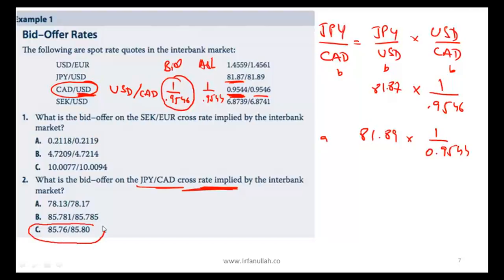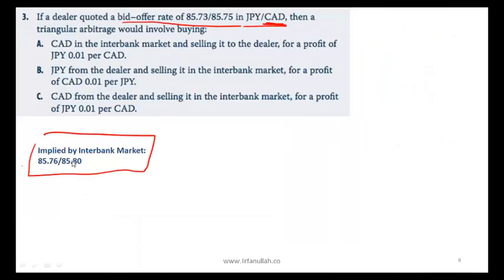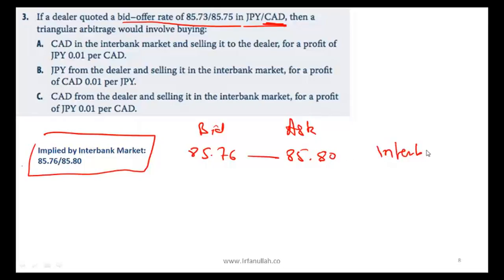It was this. So I have just reproduced this over here. The implied interbank market rate is this. So in the interbank market, I'll just put it over here, we have 85.76 and 85.50. That's the bid. That's the 85.80. Ask has to be more than the bid. This is in the interbank market.